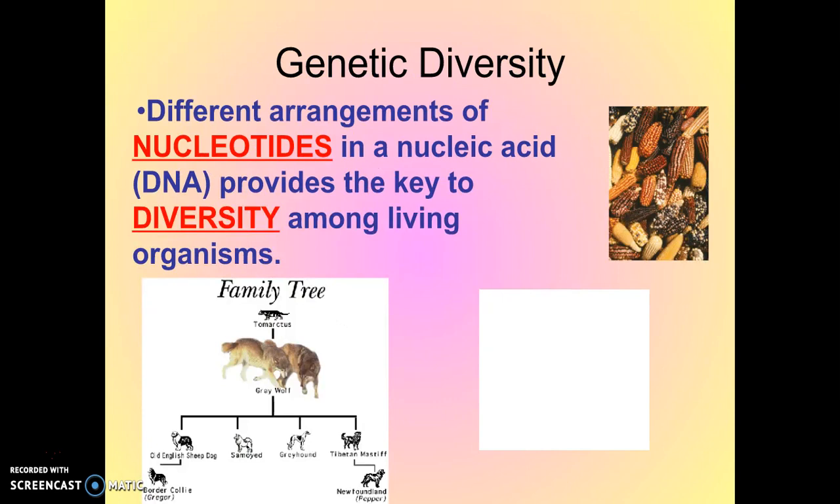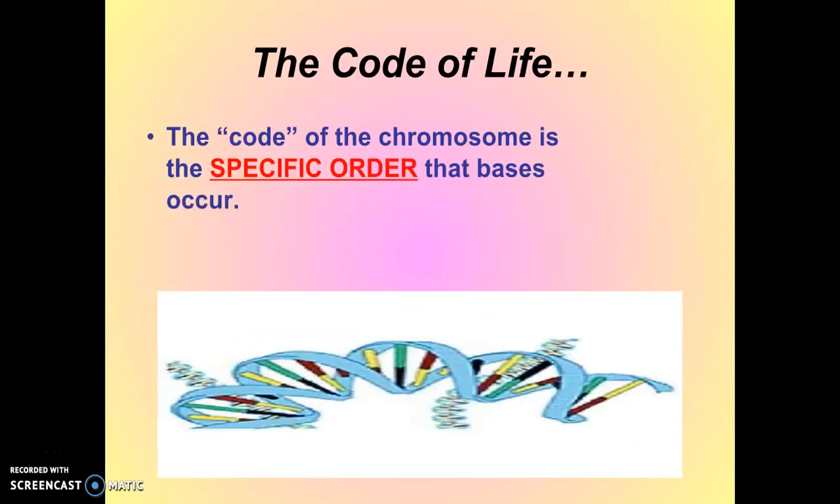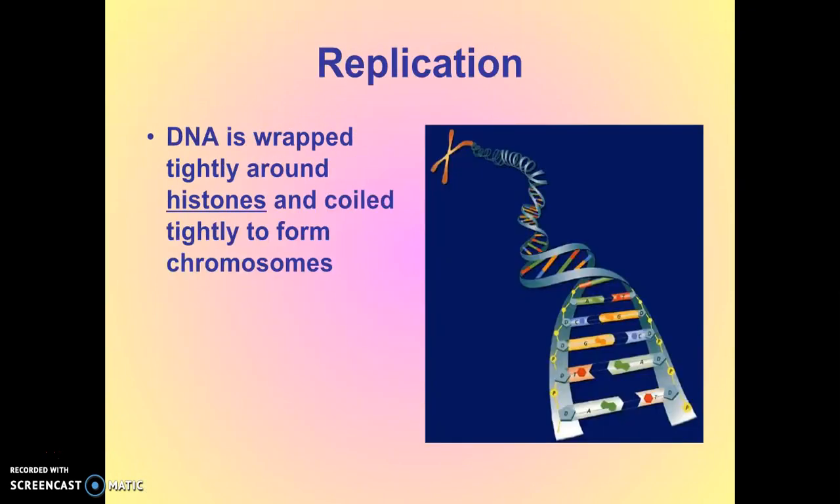It's super important to have these different arrangements of nucleotides because it provides diversity among living organisms. The specific order that the bases occur in is the code of life. And then to start talking about replication, replication means to copy, make an identical part to fit into our cells. DNA is wrapped tightly around something called histones, and that squishes them together so that they are able to coil tightly and form chromosomes.